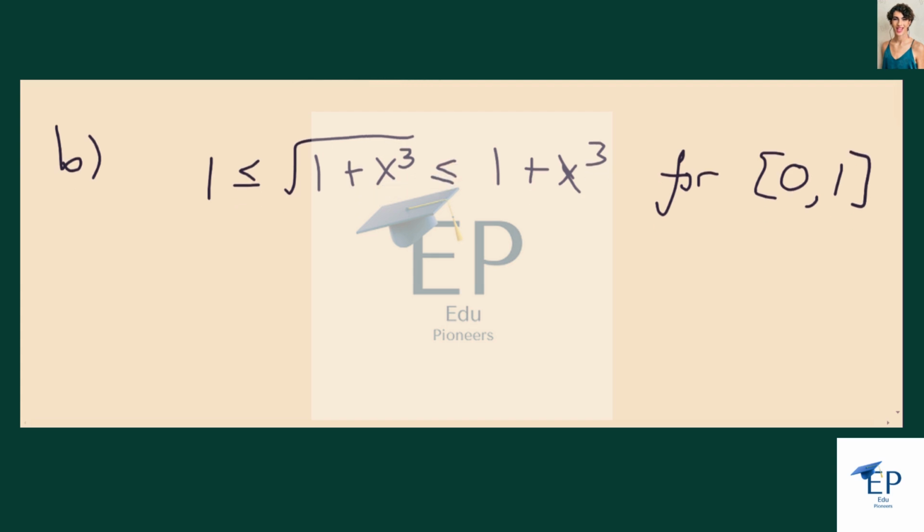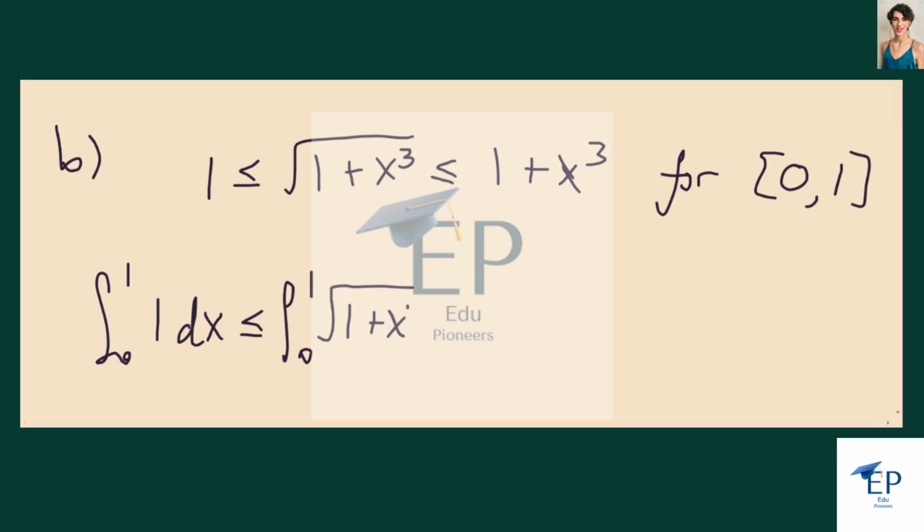And therefore, by the comparison property, we have that the integral from 0 to 1 of 1 dx is going to be less than or equal to the integral from 0 to 1 of the square root of 1 plus x cubed dx, which is less than or equal to the integral from 0 to 1 of 1 plus x cubed dx.